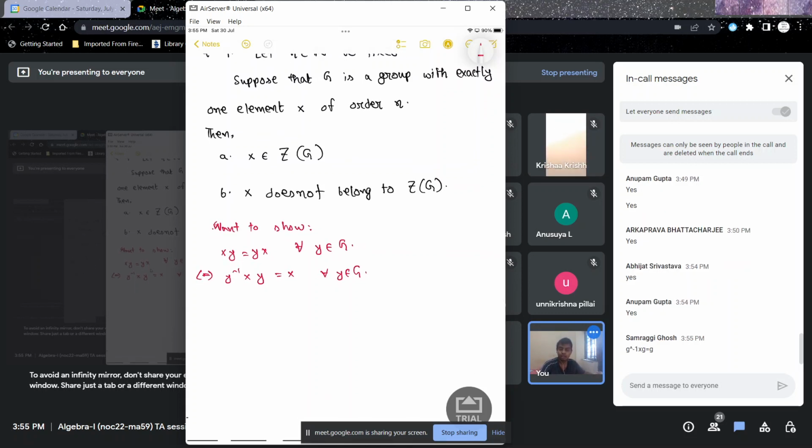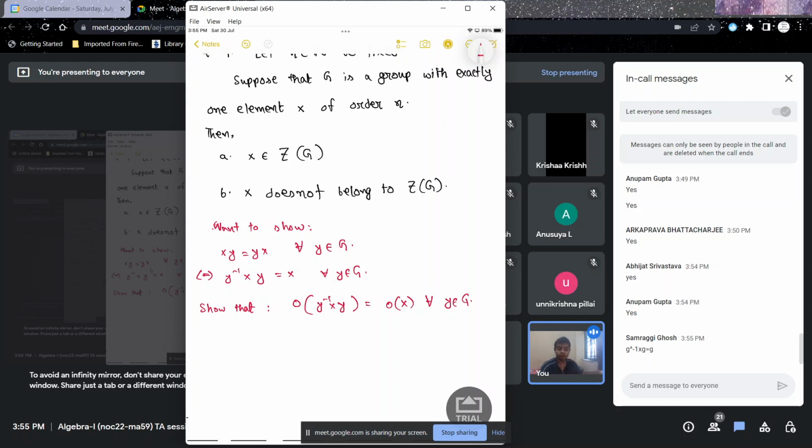So what significant property does x have? It precisely has the property that x is the only element in your group which has order n. So just show that the order of y inverse xy is equal to the order of x for all elements y in G.